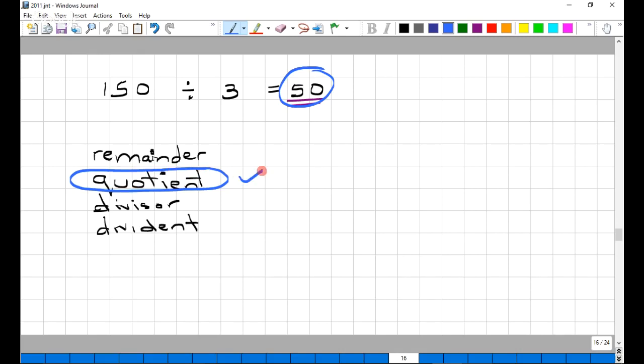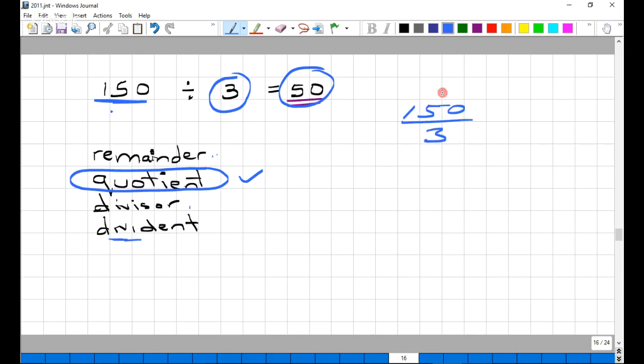The quotient is the answer we get. The remainder would be anything that is left over. The divisor is the number we are dividing by, and the dividend is the number that is being divided. Got that? Yes, sir. Remember also that there are different ways of setting out the division problem. So this is set out how? Horizontally. We could set it out vertically, like a fraction.